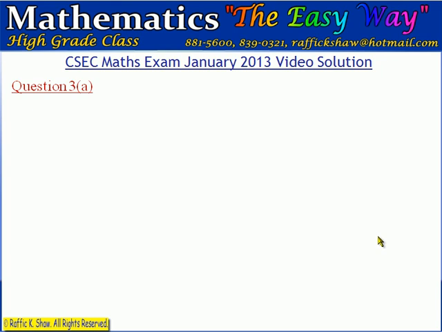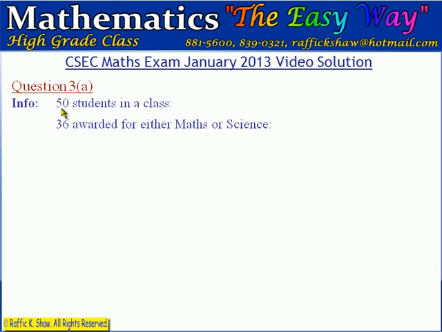We are now at question 3 of the CSEC Math January 2013 video solution. And here we are told that there are 50 students in the class and that 36 students are awarded for either math or science. Now the 50 students in the class can be represented by this. It means that the number of members in the universal set is equal to 50. And then the 36 awarded for either math or science can be represented as a union of math and science.